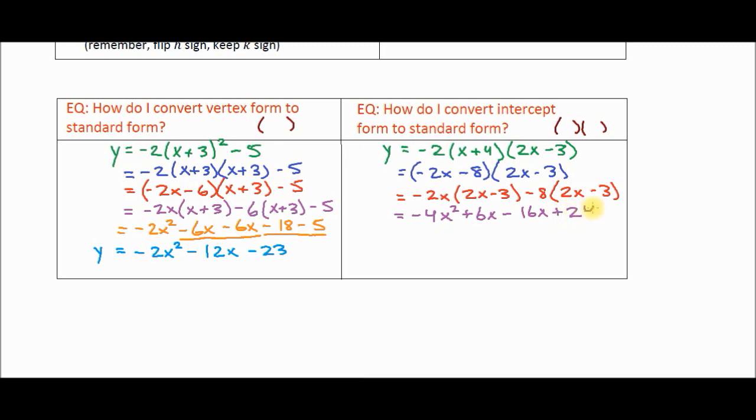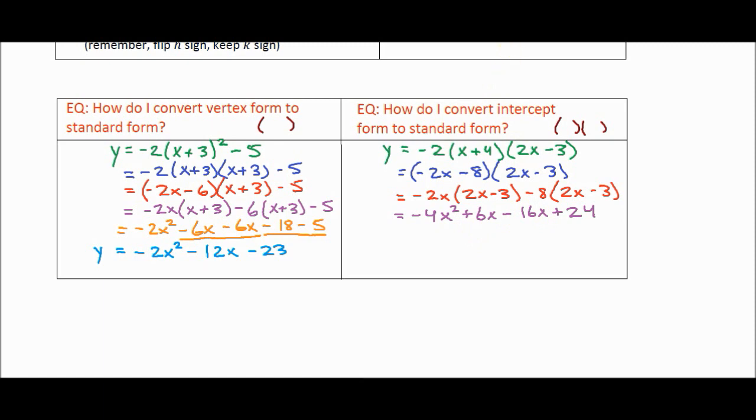Now take a look at this step, class. Notice we can't use the same check step that we did when we were converting vertex form, because vertex form always has the same binomial written twice, since that binomial is squared. That's where we can check our 2 middle terms here. It typically does not happen with intercept form, so there is no check step here.